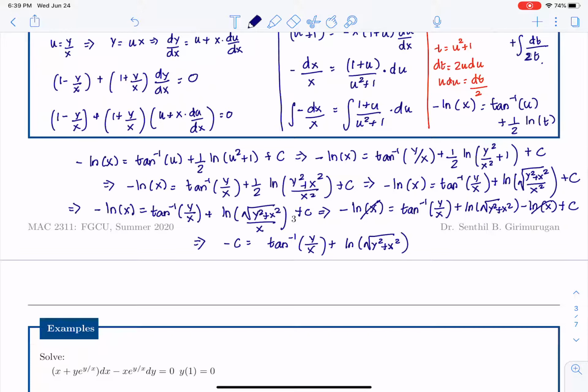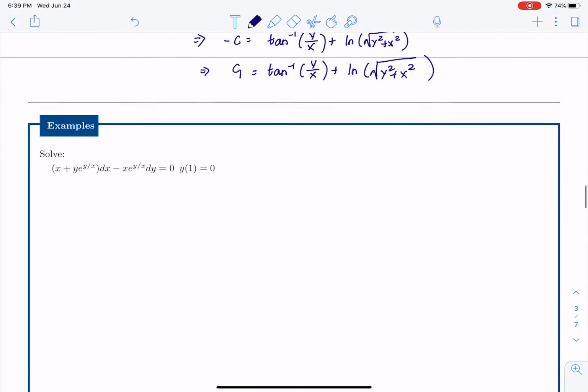But negative c is yet another constant, so I'll just call it c1 equals tangent inverse of y over x plus ln of the square root of y squared plus x squared. And that should be the final solution. You can simplify it further, but I think we have done sufficient simplification at this point, so this is good enough.